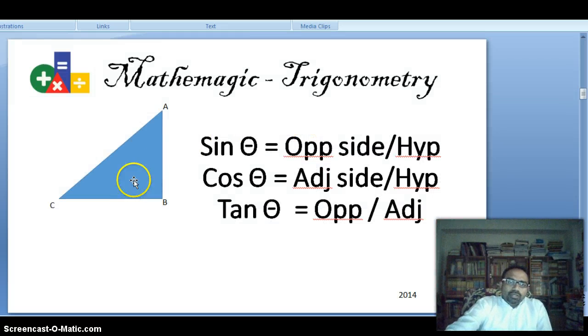Suppose theta is the angle, then sine theta would be opposite side by hypotenuse. Similarly, cos of an angle is equal to the adjacent side by hypotenuse. If you're taking cos of this particular angle, then the adjacent side AB by AC would be the cos of this angle. And what is tan theta? Tan theta is nothing but opposite side by adjacent side, so in this case it would be BC by AB. This is the basic definition of sine theta, cos theta, and tan theta.